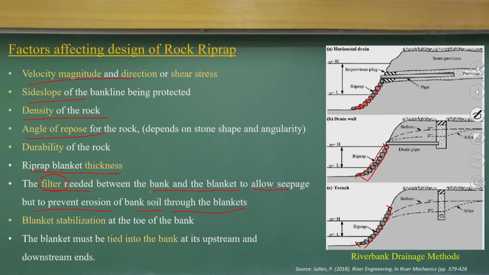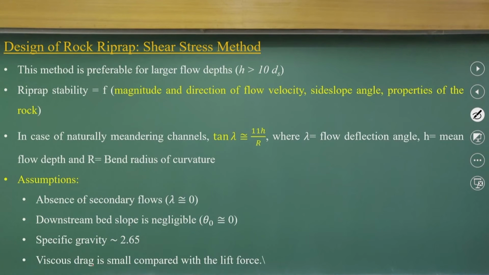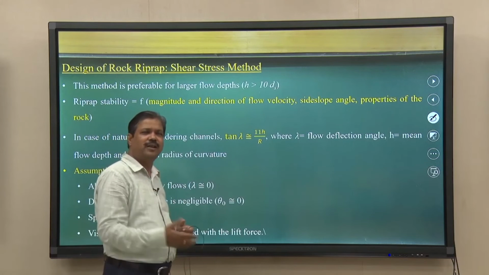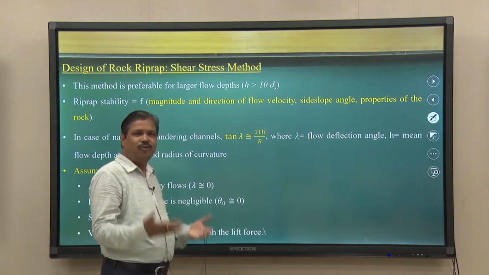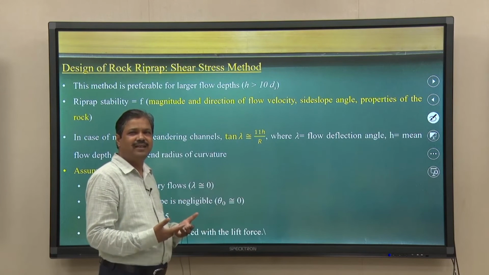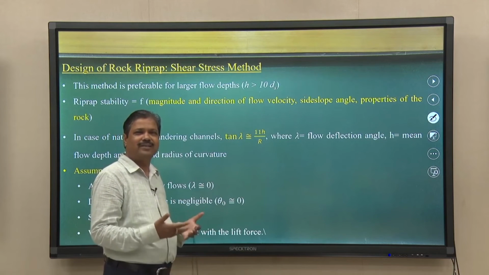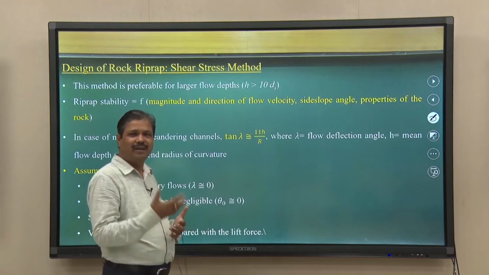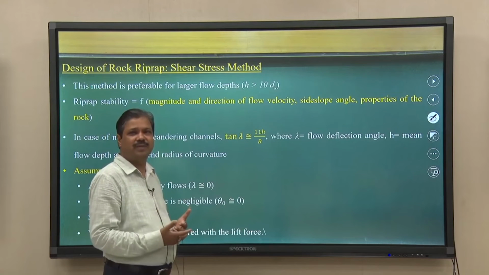Blanket must be tied into the bank at its upstream and downstream ends. I will show the photographs at the end of this presentation. So, if you look at this, how to design the rock stone riprap? As I said, please do not just put the stone on the river bank. Without any engineering knowledge, stone dumping on the river bank does not stabilize the rivers or protect the river bank, because we have to understand the physics behind that.